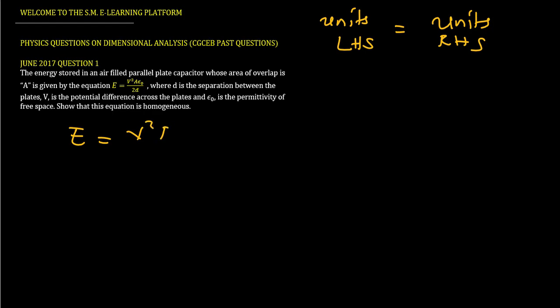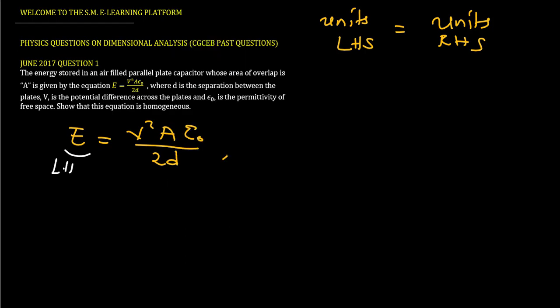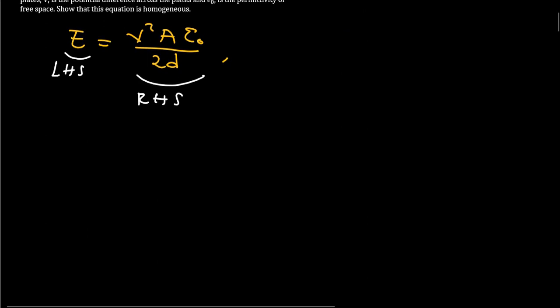In order for us to show that the equation is homogeneous, it suffices for us to show that the units of the left hand side are equal to the units of the right hand side. So how do we proceed? We identify that our equation is E equal to V squared A epsilon naught, all of this divided by 2D. This is the left hand side, and this other side is the right hand side. In order for this equation to be homogeneous, the units of the energy E should be the same as the units of this quantity V squared A epsilon naught divided by 2D.